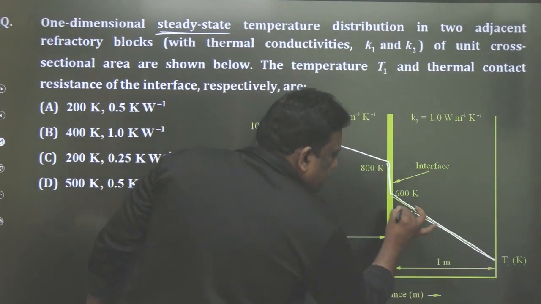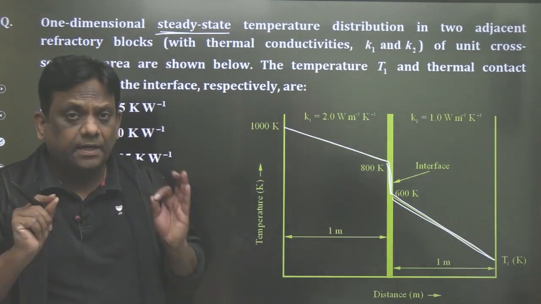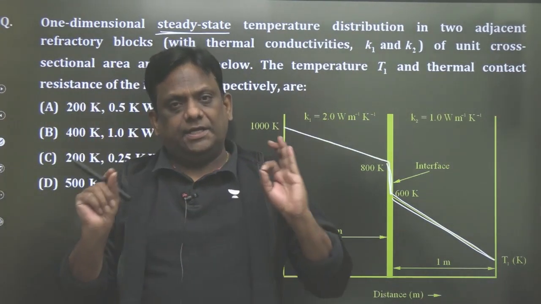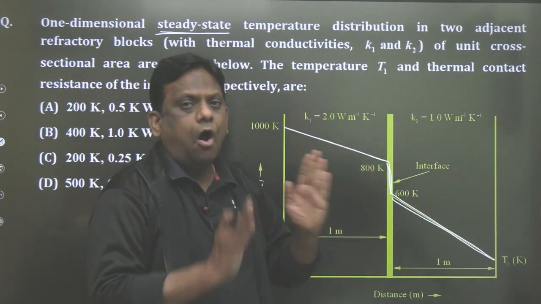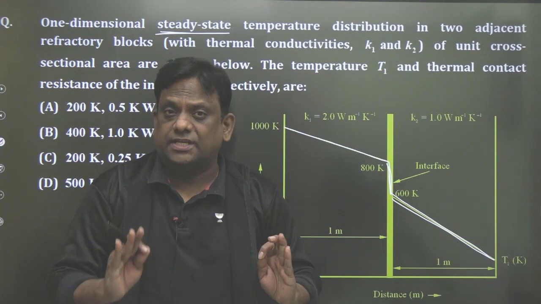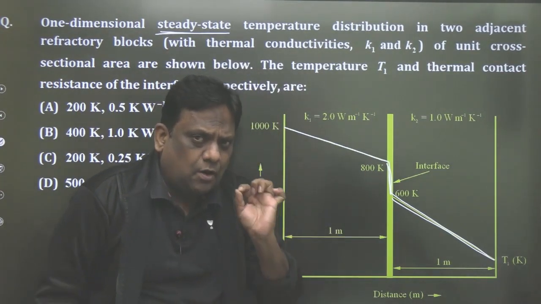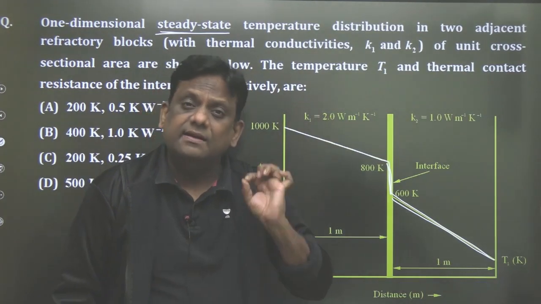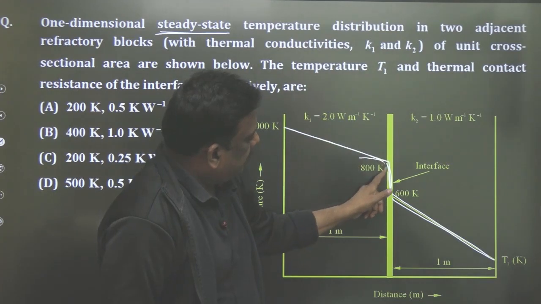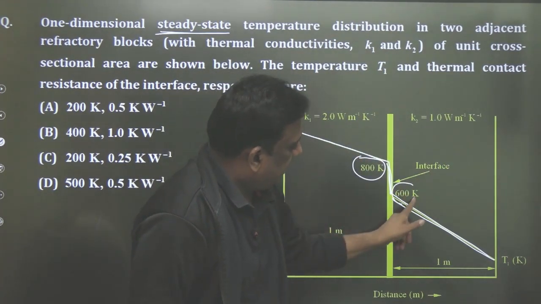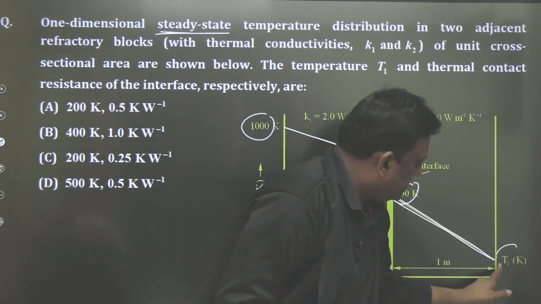Clearly, whenever there is a thermal contact resistance, the temperature profile is not continuous. What do you mean by continuous? On the left side and on the right side of the interface, temperatures are not the same. That is the meaning of continuous and discontinuous. Because of thermal contact resistance, the temperature profile is discontinuous. On the left side it is 800, on the right side it is 600, on this side it is 1000, and on this side it is T1.